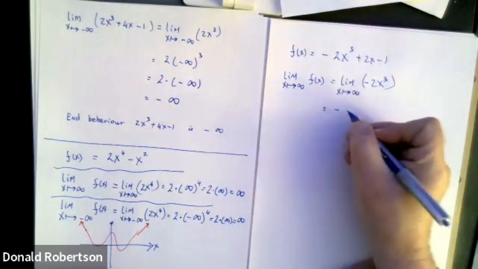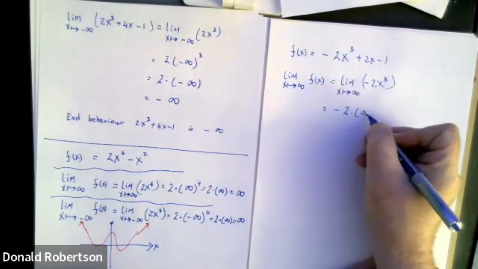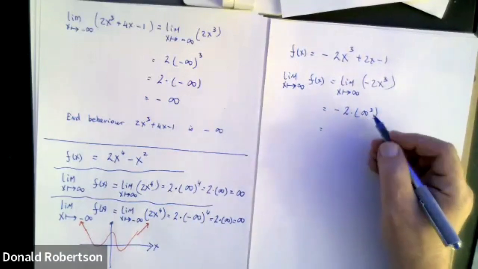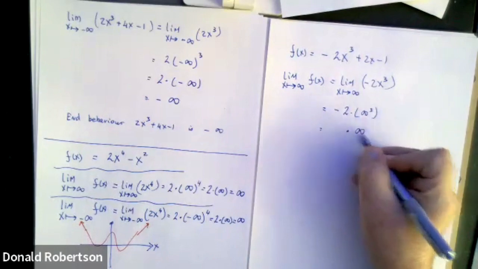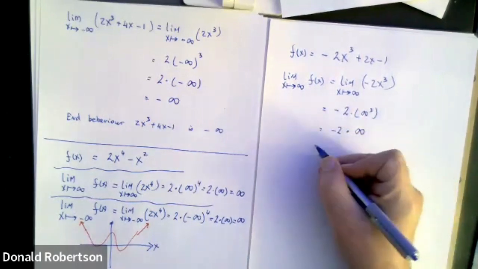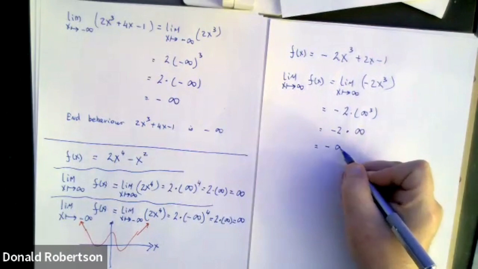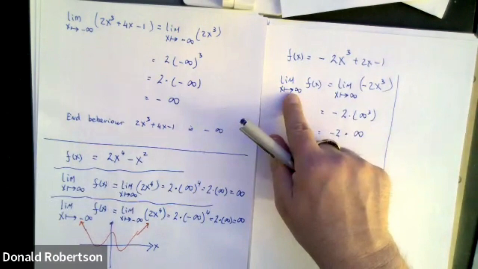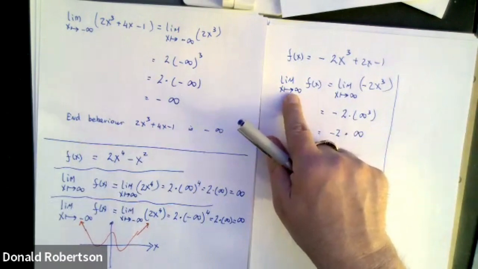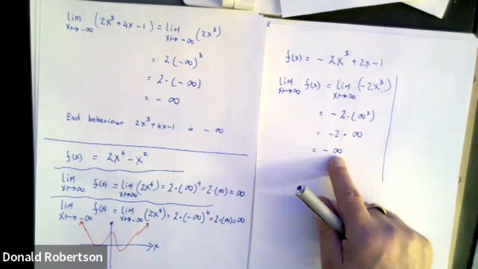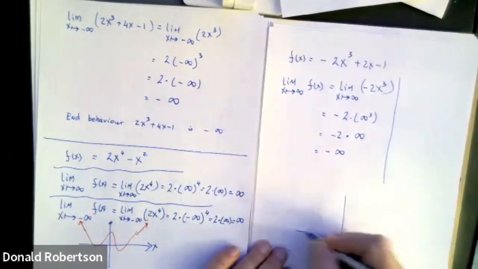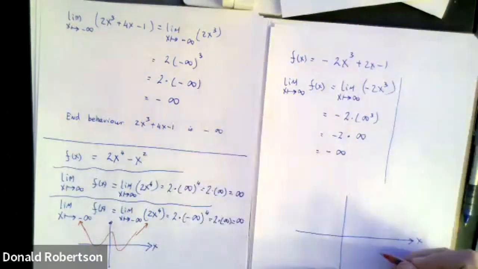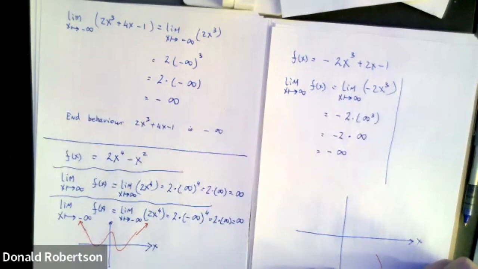Now I'm going to do the brute force. It's negative 2 times infinity cubed. Now infinity times infinity times infinity gets you positive infinity. And negative 2 times a positive thing will get you negative infinity. So on the right-hand side, when x is extremely large and positive, the y value of the function is negative infinity. That means as x gets bigger, the y value also gets bigger, but it gets bigger down the way, right?